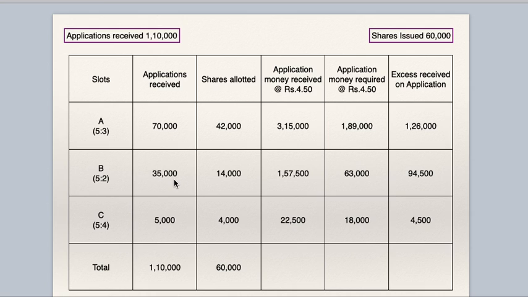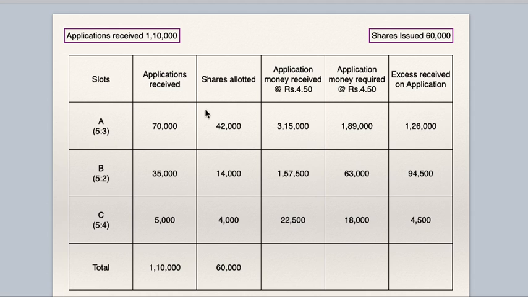B category 35,000 applications they have received, 14,000 shares are allotted, so ratio is 35:14, 5:2. In the third category, C category, 5,000 applications are received, 4,000 shares are allotted, so ratio is 5:4. Total number of applications received, if you add this, 1,10,000, total number of shares allotted, add these 3, you will get 60,000. What is application money received? That we'll find out first.